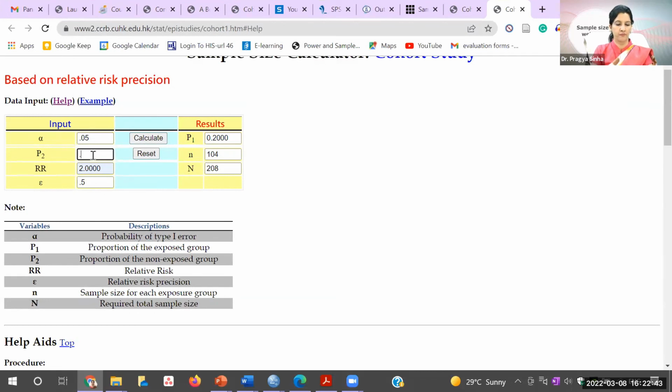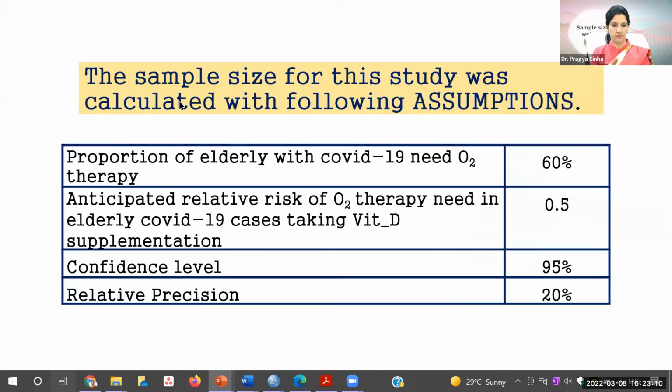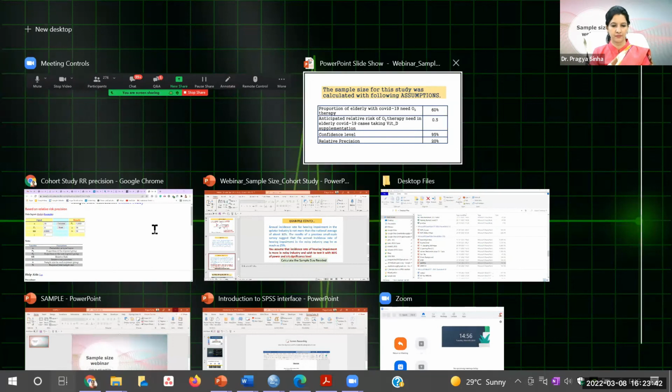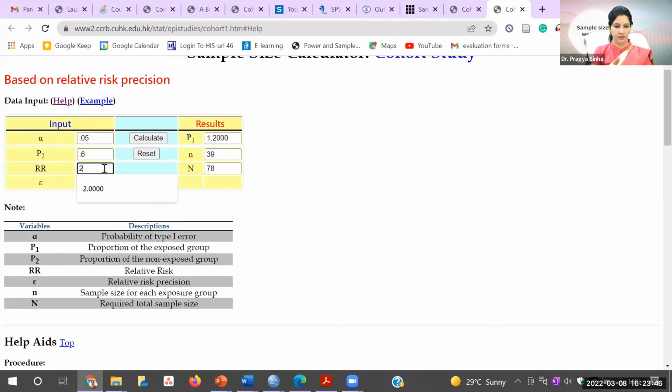So P2 here will be 0.6 and relative precision was 0.2. So it will be 39 in each group. So the total sample size will be 78. Oh yes, I'm sorry. It will be 0.5.